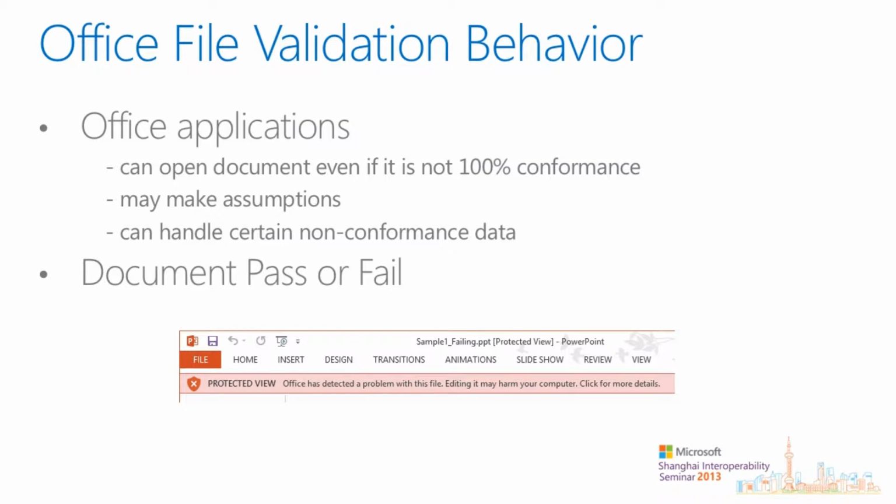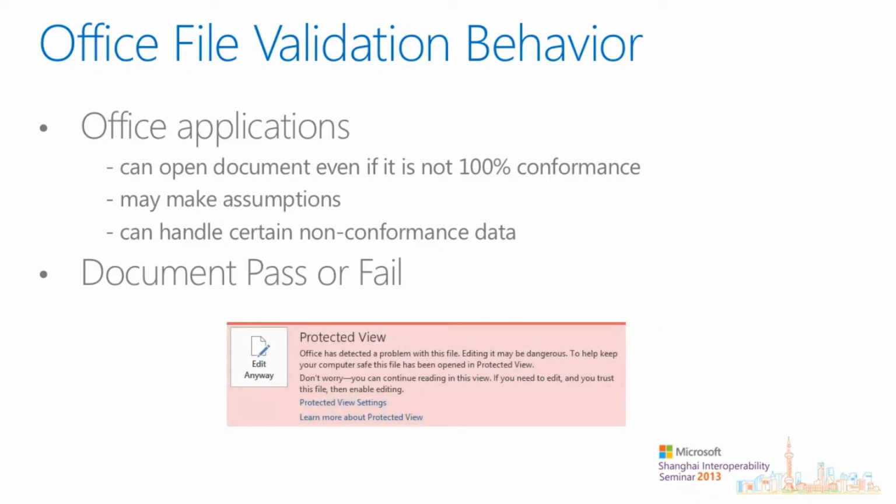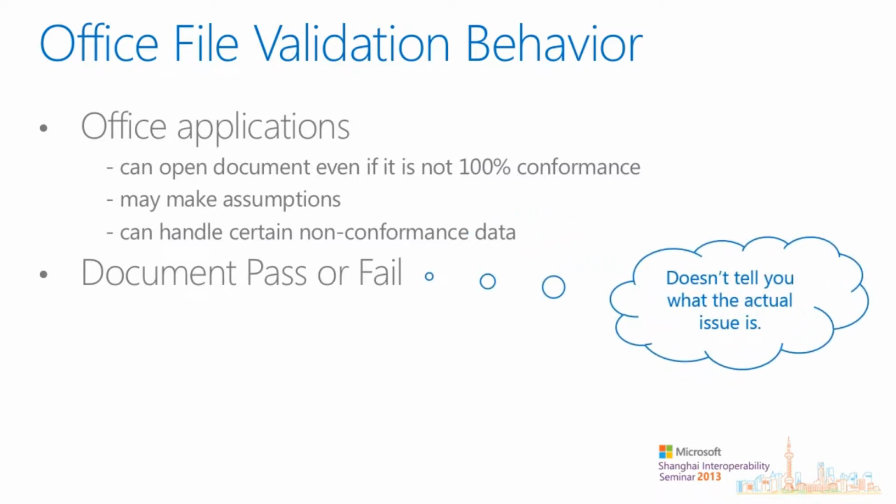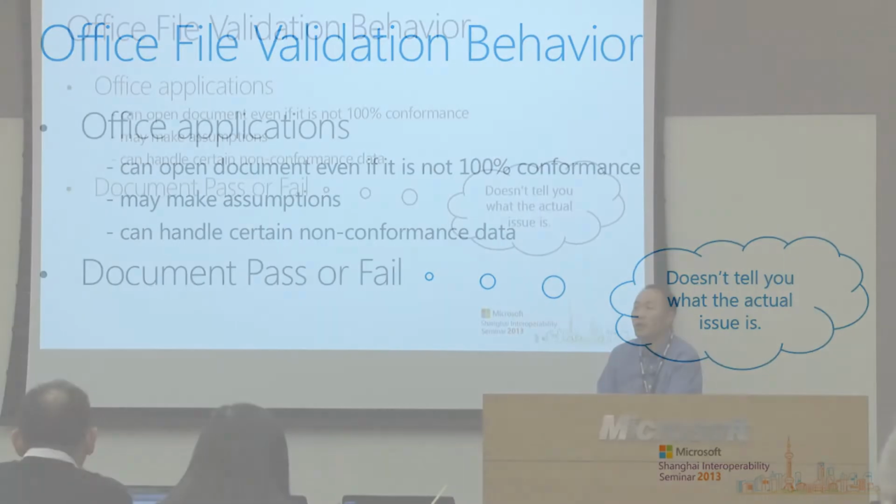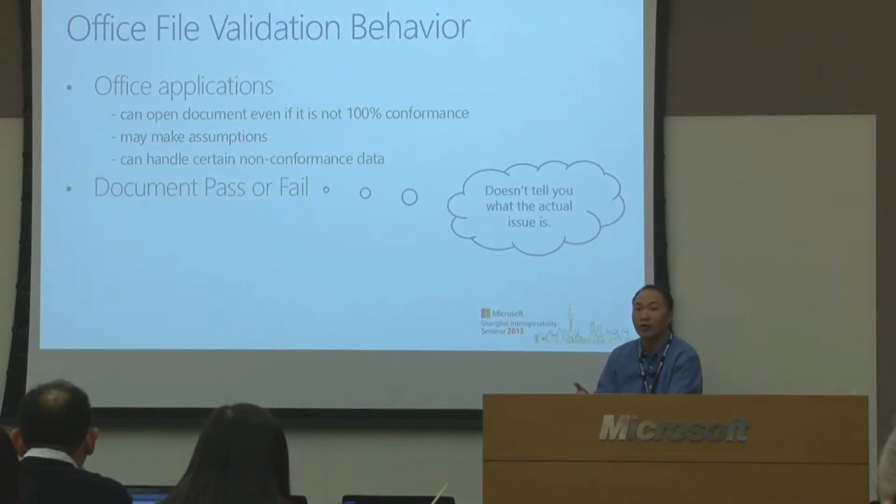So, if you click on the link, it will tell you a little bit more about why the protected view was triggering and providing the warning or notification. However, OFV does not tell you what the actual problem is. It just tells you there's a potential issue with the document. So that's why we developed additional tools to allow you to further drill down and understand why there's an issue with the document.